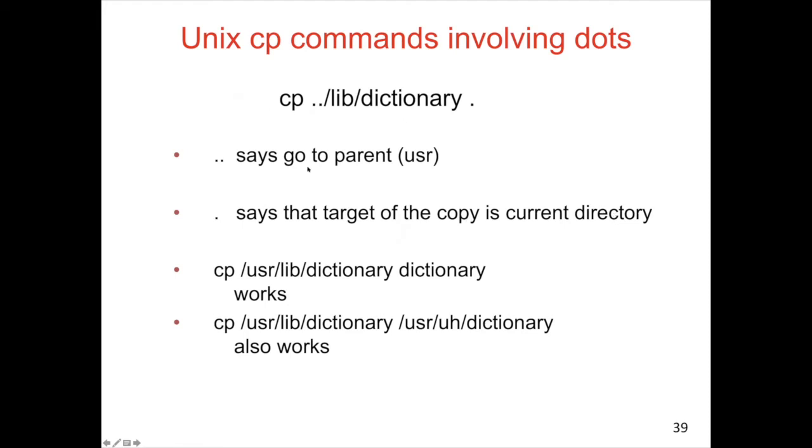If instead of this one, if we use copy root user subdirectory lib subdirectory dictionary to dictionary, this works. This is an absolute path and this is a relative path. And also we can use copy user lib dictionary to user dictionary. This also works. In this case, both of the paths are absolute.